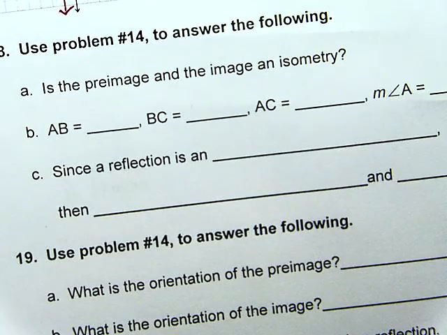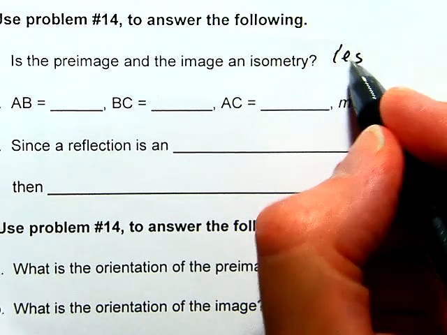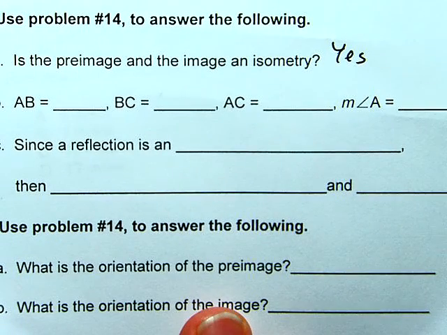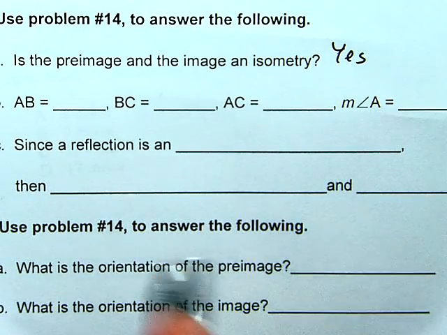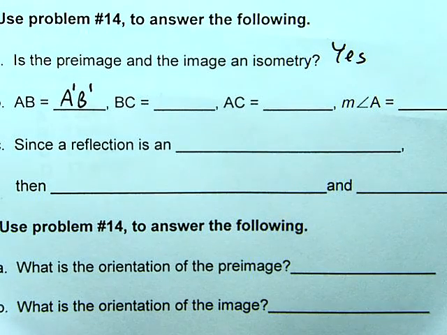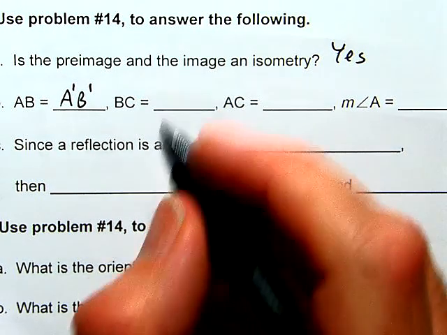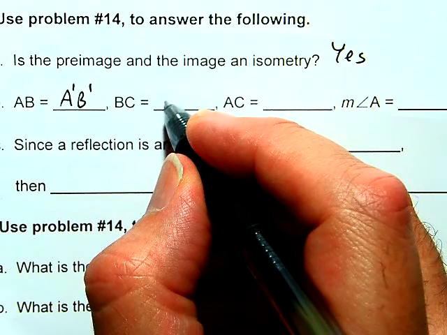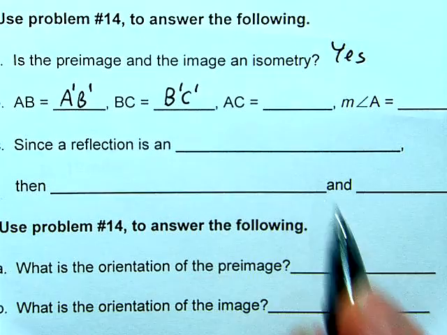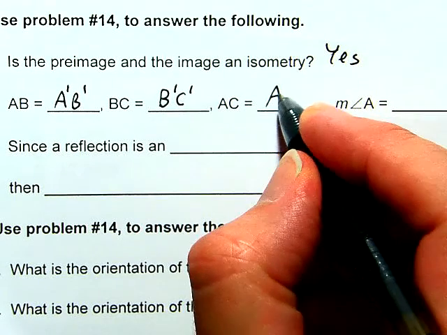Is the pre-image and the image in isometry? Yes. Reflection is always an isometry, so the answer is yes. The measure of AB, in this case, is equal to the measure of A prime B prime. Check your diagram just to be sure you know what that means. The measure of BC, or the distance between B and C, is equal to the measure of B prime C prime, and the measure of AC is equal to the measure of A prime C prime.